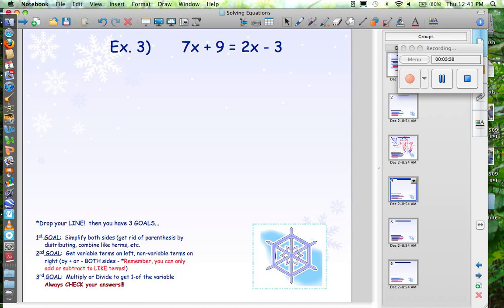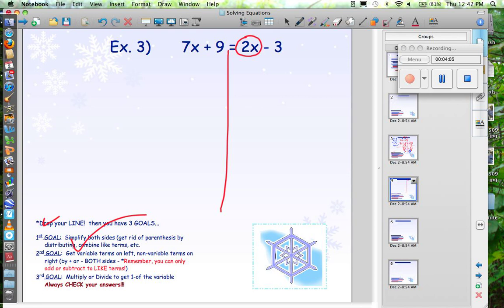Okay, drop my line, check. Simplify. So if I look on the left-hand side, there's no like terms, there's no parentheses, it's good. Look on the right side, no like terms, no parentheses, I'm good to go. So I really didn't have to do anything to simplify both sides. So my second goal, I need to get my variable terms on the left and my non-variable terms on the right. And if you notice, this 2 here is on the wrong side.